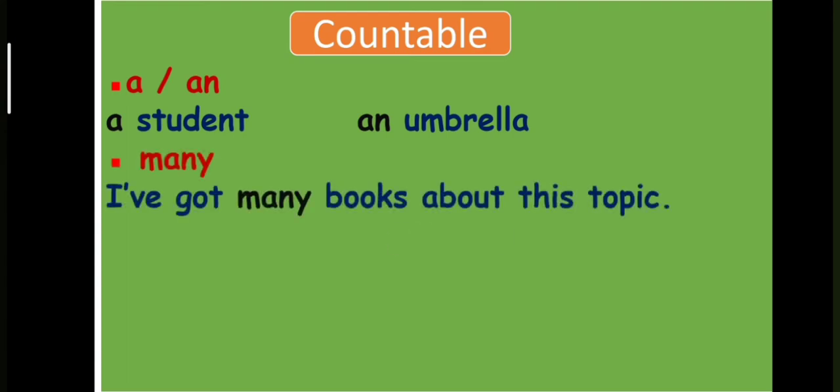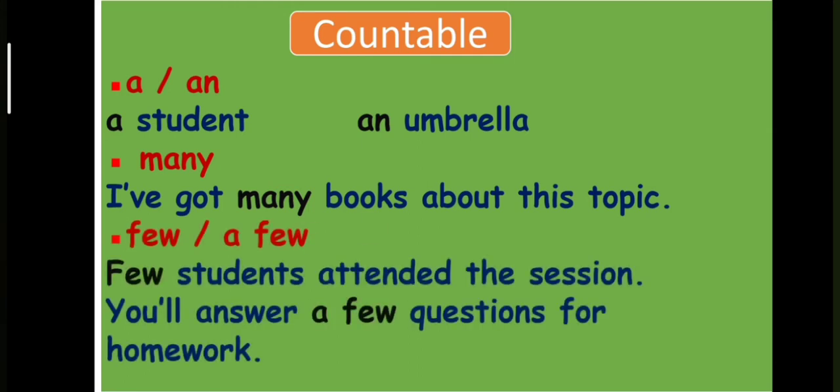Next we have many, and many here means a large number of something, and we use the plural form of countable nouns with many. For example, I've got many books about this topic, many cups, many libraries, many flights. So remember to use the plural form of countable nouns after many.